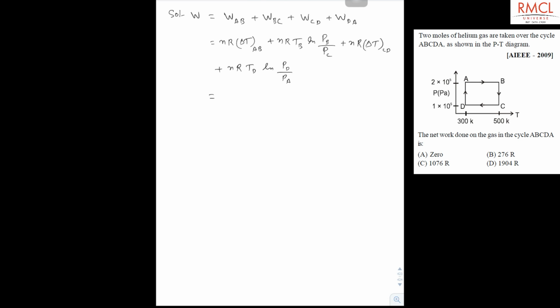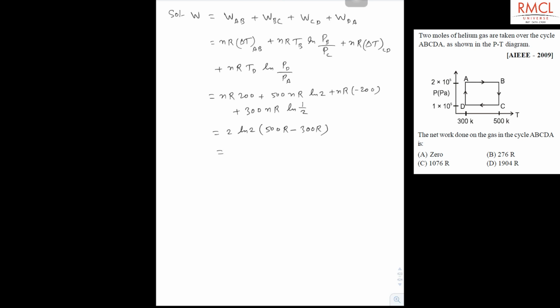So this will be equal to NR into 200 plus 500 NR ln 2 plus NR into minus 200 plus 300 NR ln 1 by 2. So it is equal to 2 ln 2 into 500 R minus 300 R.